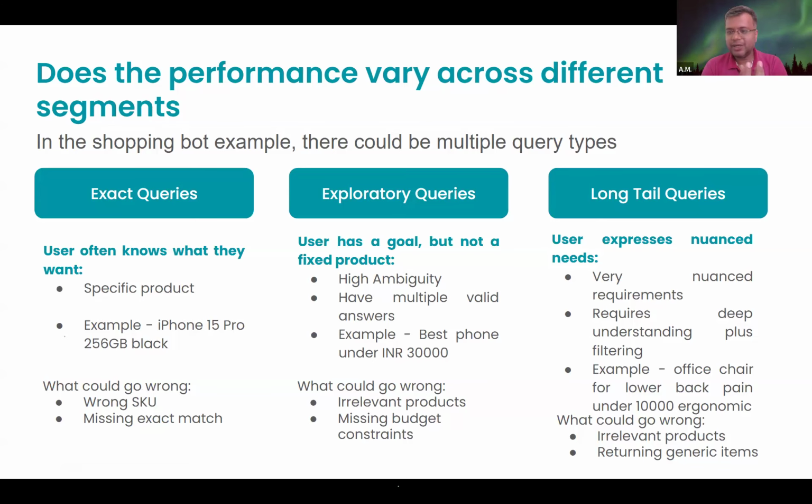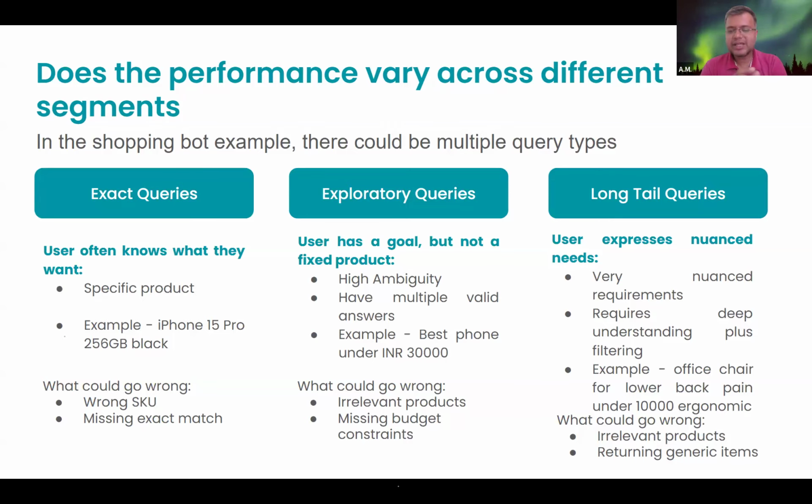Now, this is a very simple query, because what could go wrong here is that in place of a 256 GB phone, I'm getting a 124 GB phone or 128 GB phone. Or maybe in the case of black color, I'm actually getting a blue color as the response. So this is one place where things could actually go wrong.